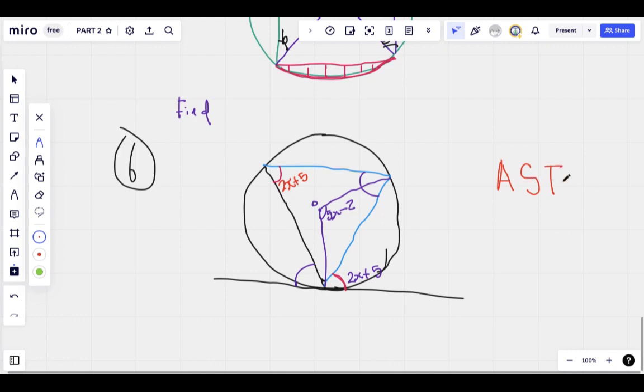Alternate segment theorem. That's the rule. Because in angle properties, sometimes they ask you to give reasons or give the rule that you use. Okay, that's the first rule.